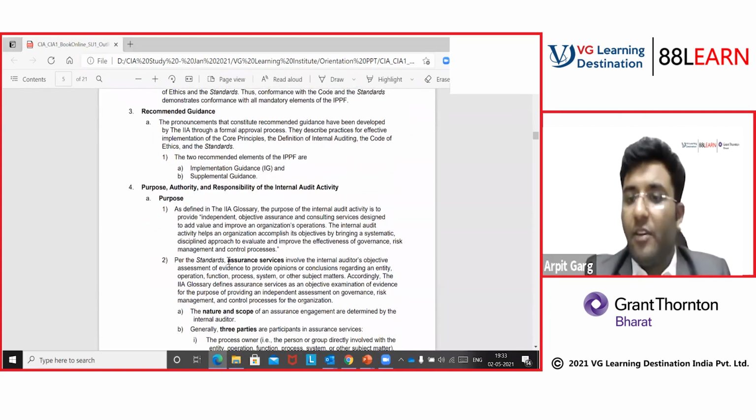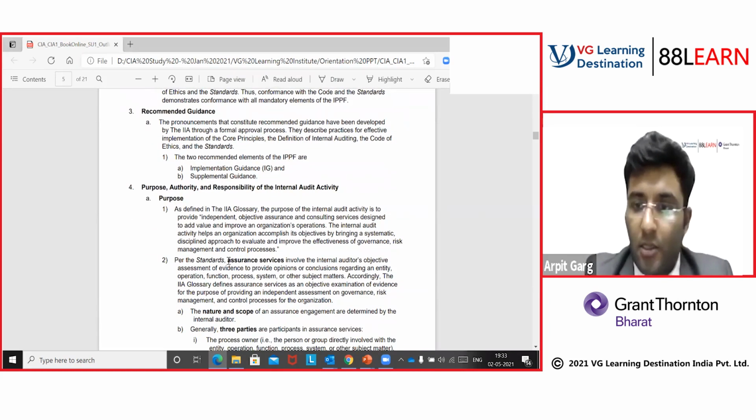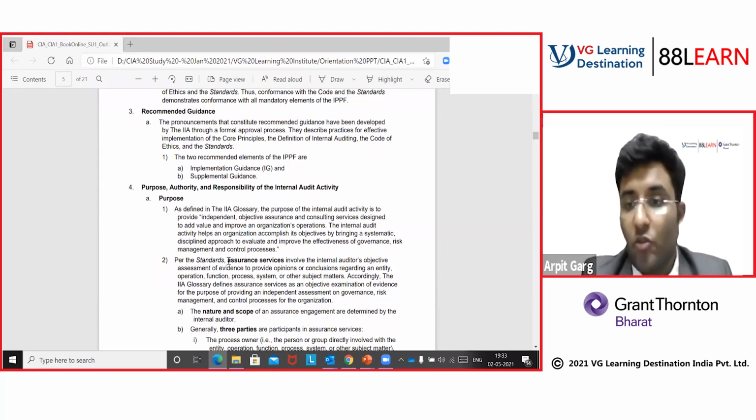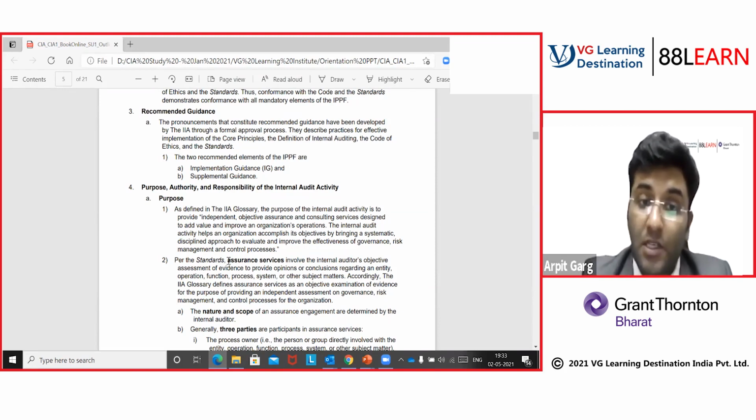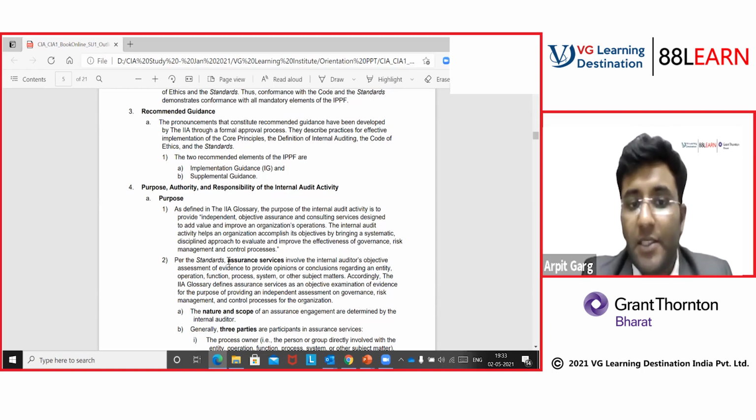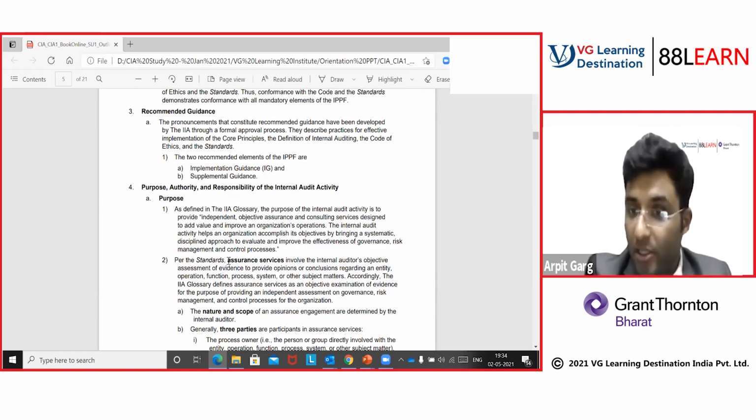So folks, with that, we have understood the IPPF framework. One important part of it is the purpose, authority, and responsibility of the internal audit activity. So now we are going to understand what is the purpose, who gives us the authority, and what is our responsibility. Purpose, as defined in the IIA glossary. This is basically the purpose as part of the definition of the internal audit activity. So the purpose is exactly the same as defined in the IIA glossary.